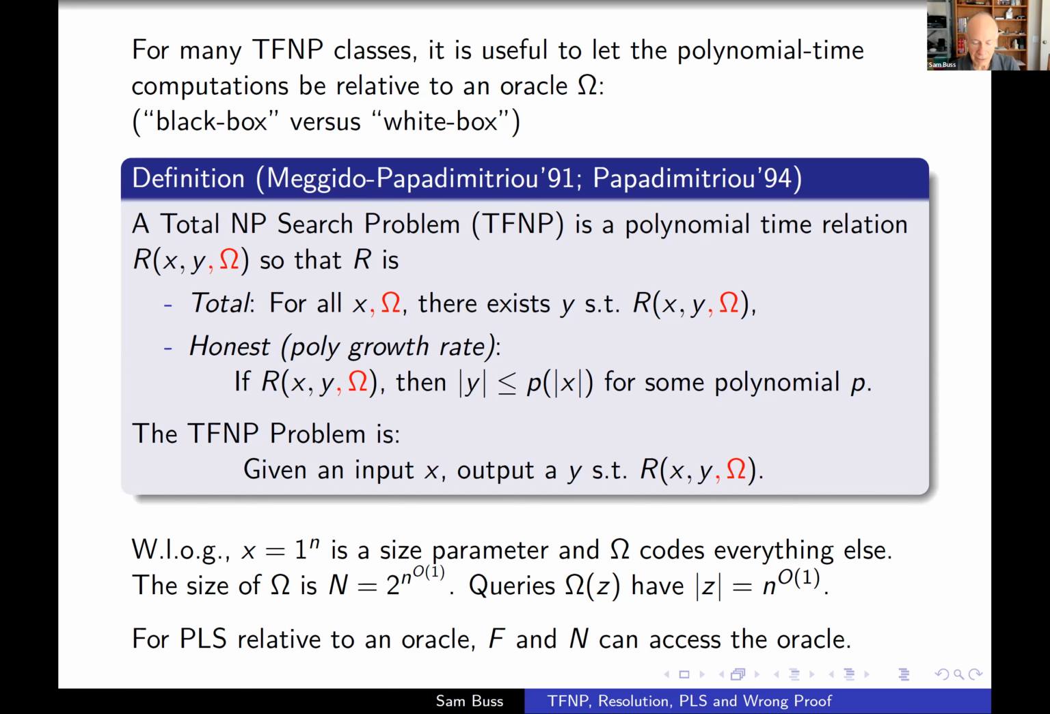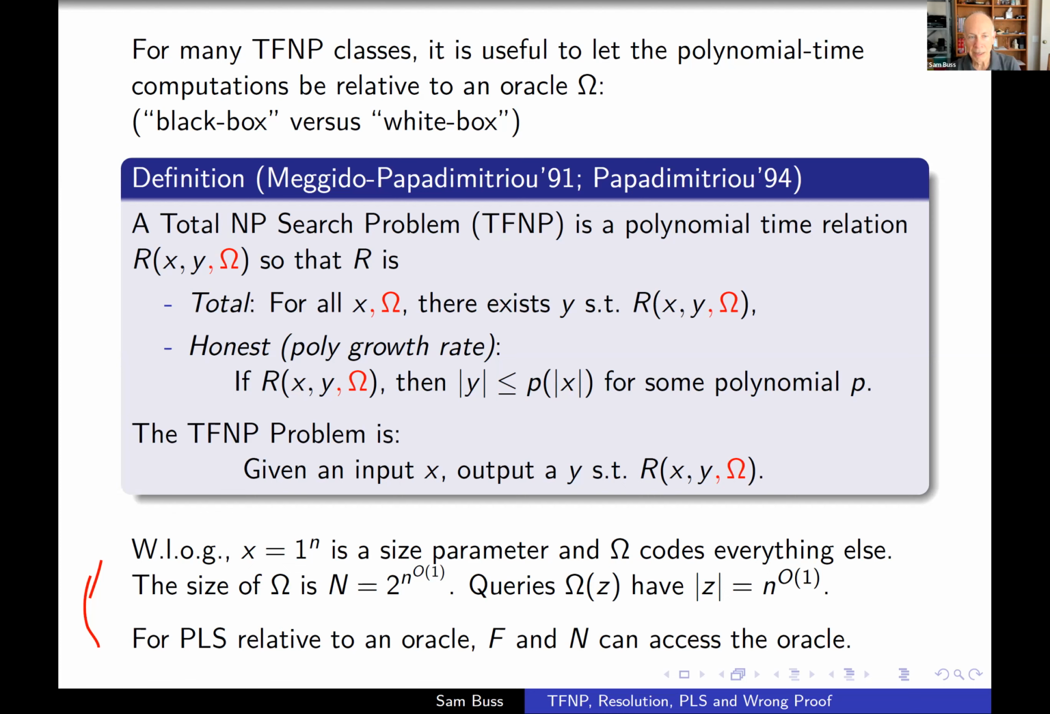So checking these size bounds at the bottom of the screen here, we can assume in the oracle setting that the input x is just a size parameter, that it's just a string of ones giving the size n, because any values we want to store can just be stored in the oracle instead. The size of the oracle, I'll tend to use capital N, which is 2 to the n to the O of 1, because queries to the oracle omega(z) have length n to the O of 1, because we're allowing polynomial time operations, and they're polynomial time in the length of the input x, thus in n.